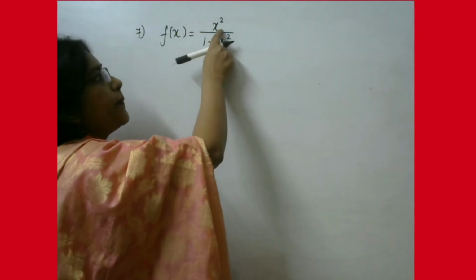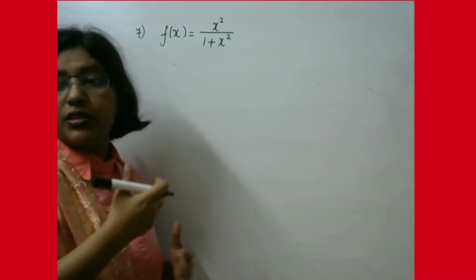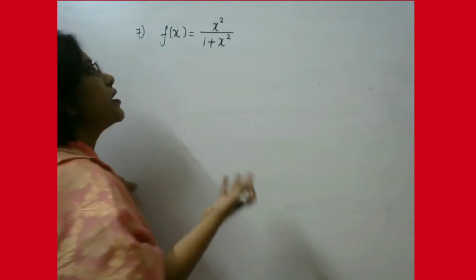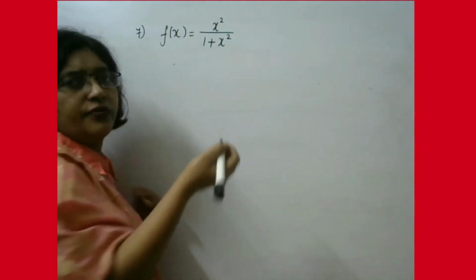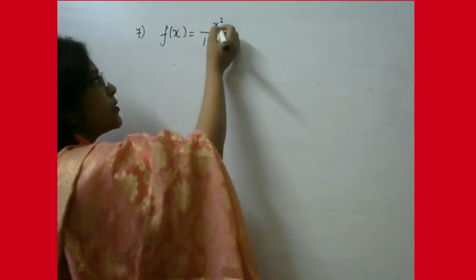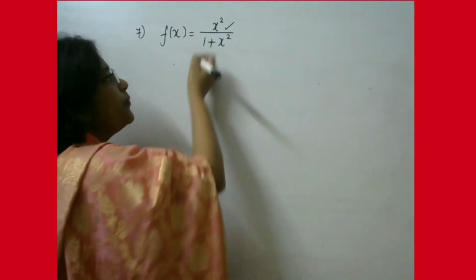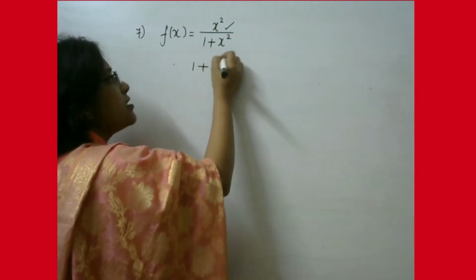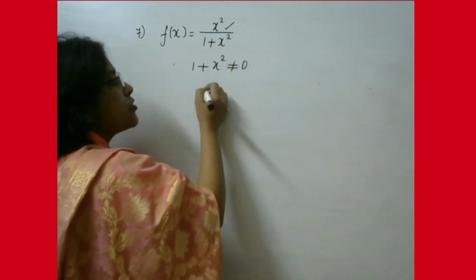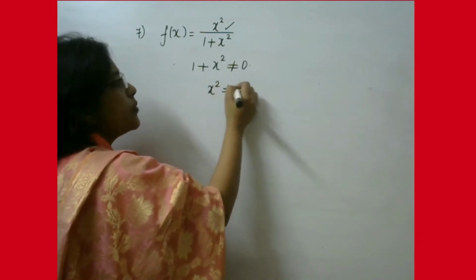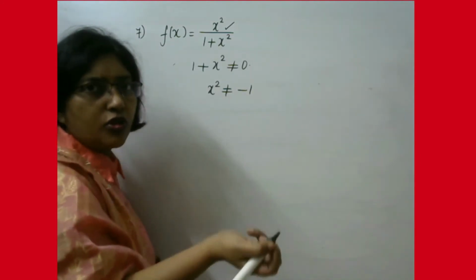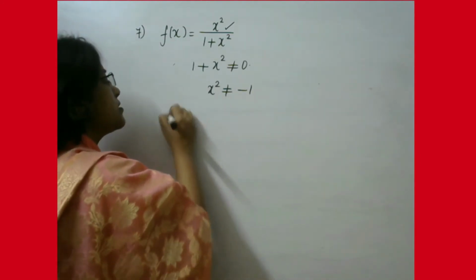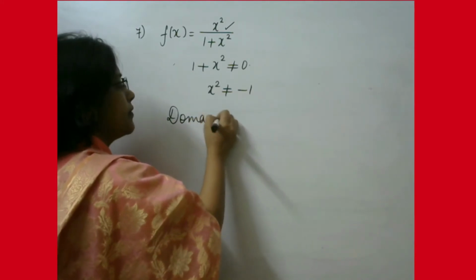So once again, it is quadratic, but it is a rational function. We have to check for both, and x square is fine. You can take any real number for x square, so the numerator is not any problem. For the denominator, let us see that it shouldn't be 0, so x square should not be equal to minus 1. And that is true for all real numbers. That means the domain turns out to be R.